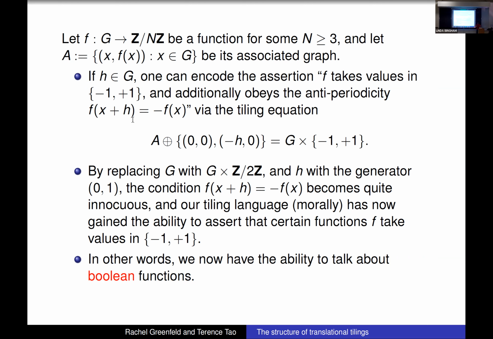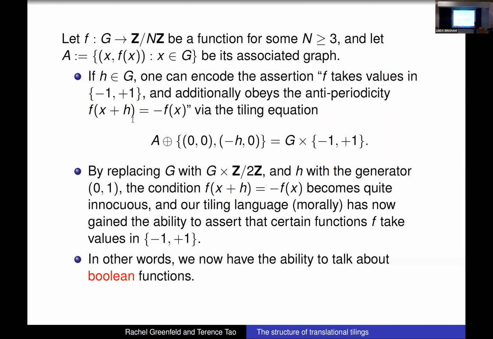So if it is anti-periodic in one direction and it takes values in {-1, 1}, that is a sentence I can encode. Because if I have a function and I graph it and I shift it horizontally by H, and the union of the graph and the shift is required to be G cross {-1, 1}, that can only happen if your function takes values in {-1, 1} and it is anti-periodic. Because if it was 1 somewhere and you shift it, then the value at this new point has to be -1 in order to fill out all of G cross {-1, 1}.